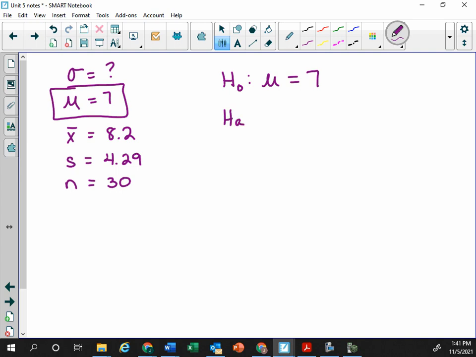And then your alternative is what you're testing. Like, what do you think it is? So what do you think in this one, guys? Are they saying it's greater than 7, less than 7, or just different than 7? Greater. So your alternative is that mu is greater than 7.